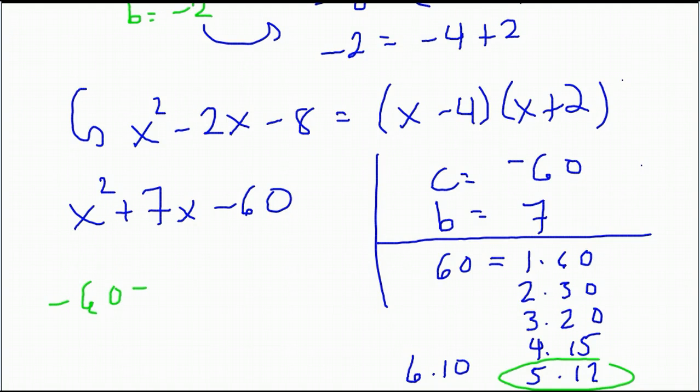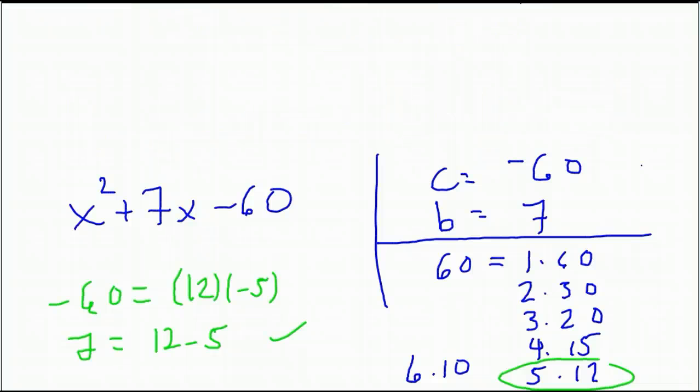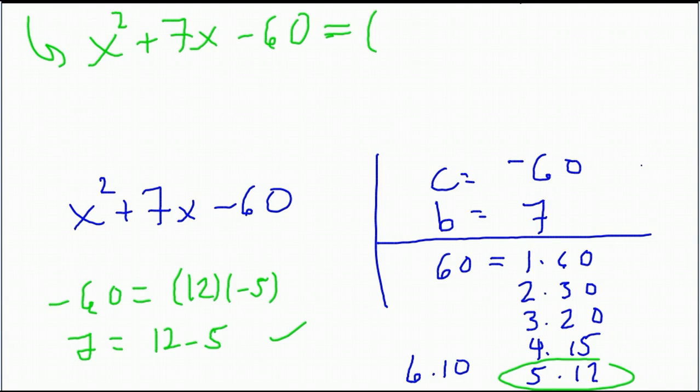All right, now we've got to consider our signs. -60 we can write as 12 times -5, and those two factors added together give us +7, which is what we want. So that leads us to our factorization. Let me clear some space and then write this out. We can now factor as x plus 12 times x minus 5. Again, that could be x plus -5, just briefer to write x minus 5.